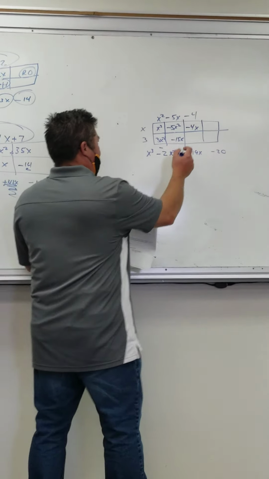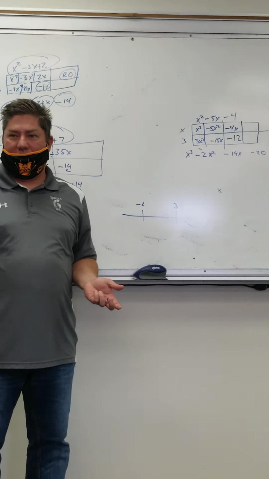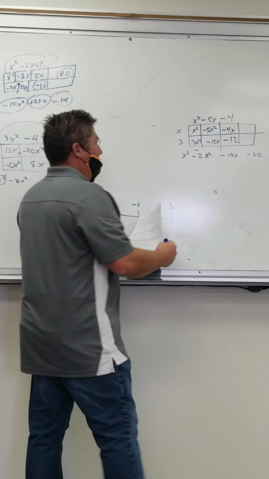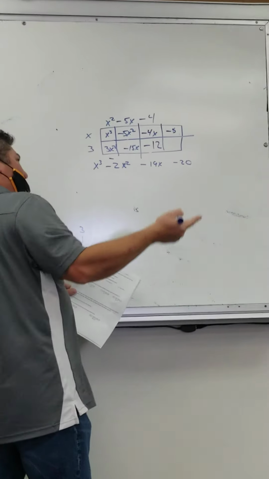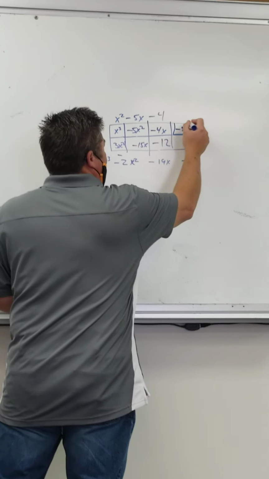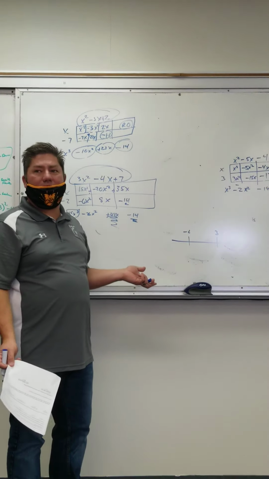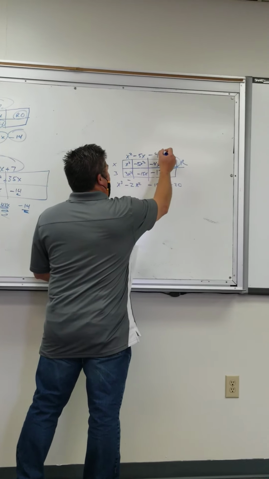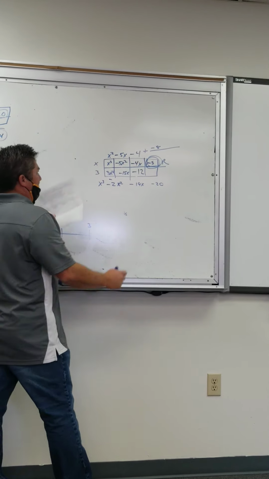What do I get? Negative 12. What do I wish it was? How do I get from negative 12 to negative 20? I've got to subtract 8. Again, I'm really taking negative 20 minus negative 12. Negative 20 plus 12 is negative 8. So this is my what? That's my remainder. So how do I write that remainder? Plus negative 8 over what? X plus 3.